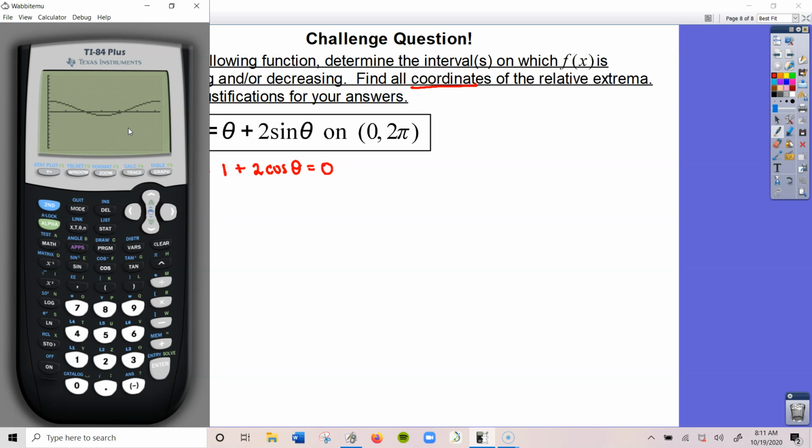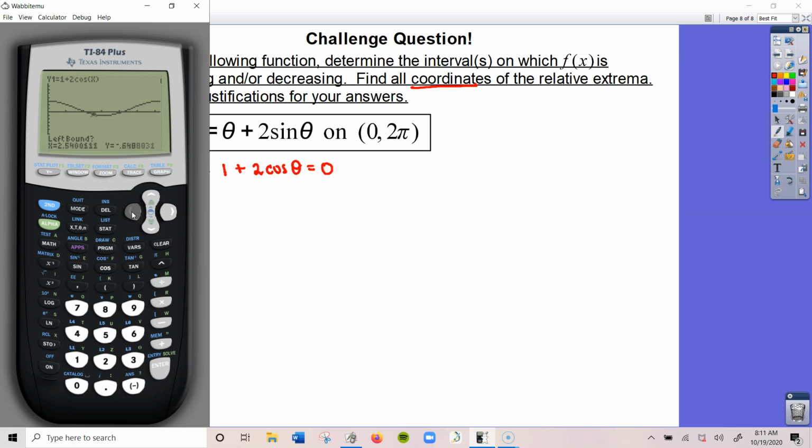Now our graph is basically our number line. Our critical numbers are when the derivative is equal to 0, which is your x-intercepts. So we want to make sure we get those x-intercepts down. All right, so we're going to go to second calc and go to 0.